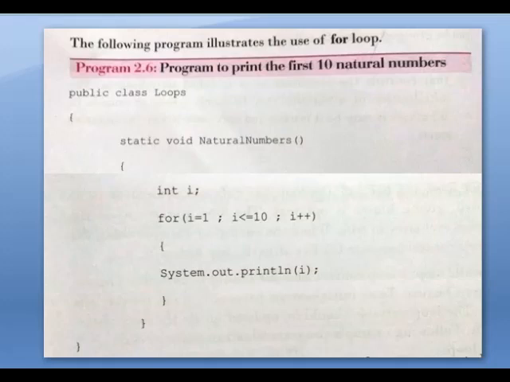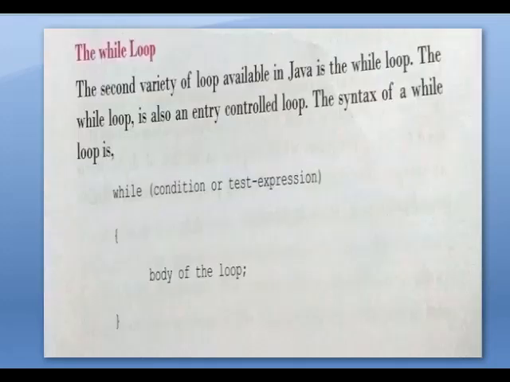The next one is while loop. While loop is also an entry control loop because it will test the condition, then it will execute the body of the loop. If the condition is false, it will exit from the loop. If the condition is true, it will execute the body of the loop. The second variety of loop available in Java is the while loop. The while loop is also an entry control loop. So for loop is an entry control loop and while loop is also an entry control loop.